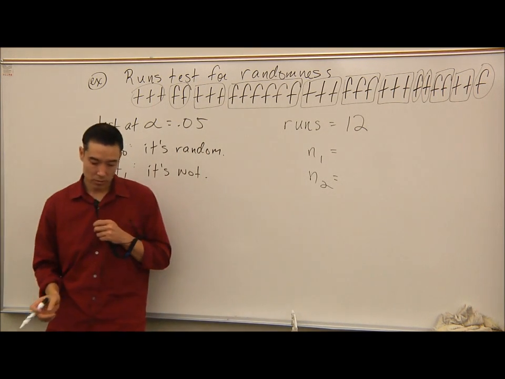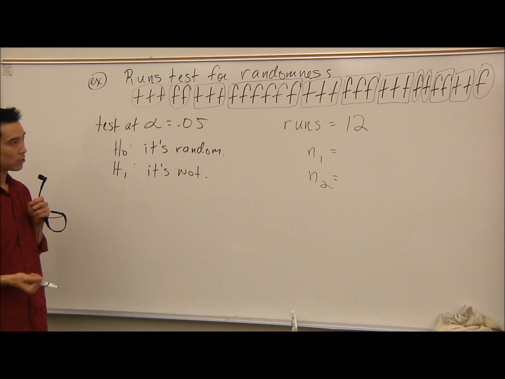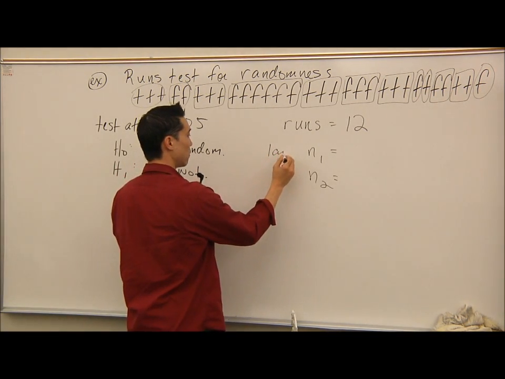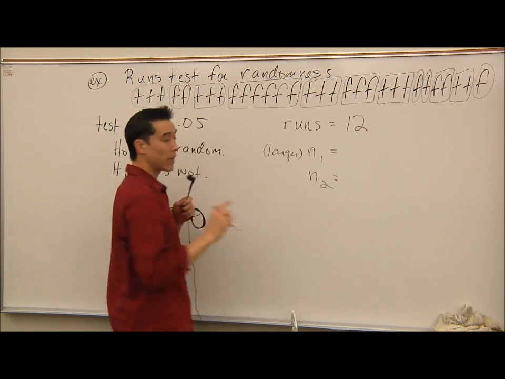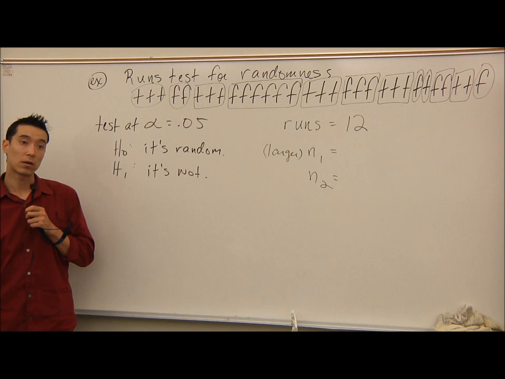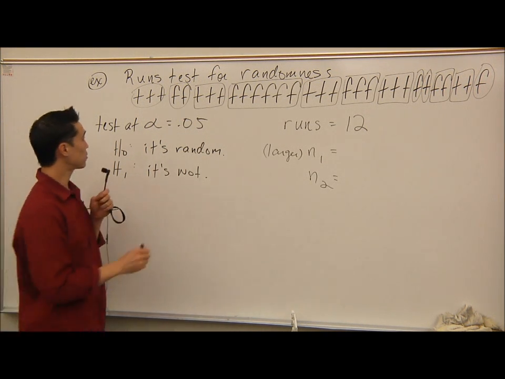N1 and N2 are the numbers of trues and falses. In this case, it's trues and falses. And N1 is the larger, okay? So count how many trues we have, count how many falses. Whichever one's more, you're going to put as N1. If there's a tie, then it doesn't matter. Okay, so let's count how many trues we have.